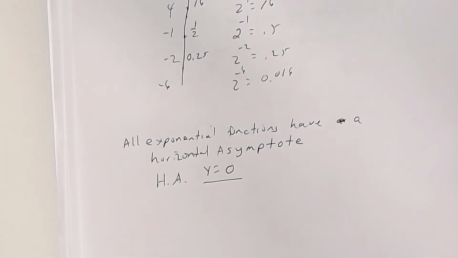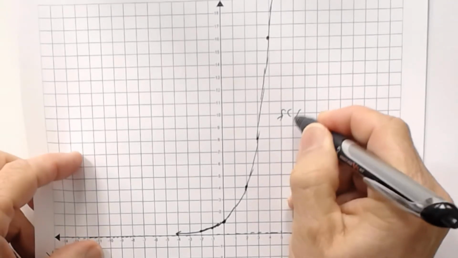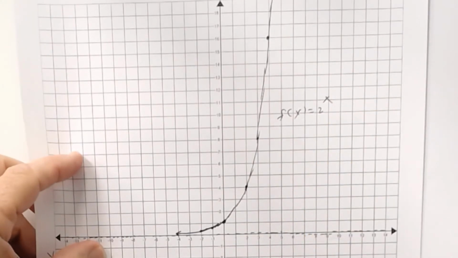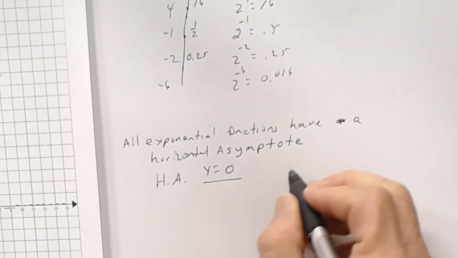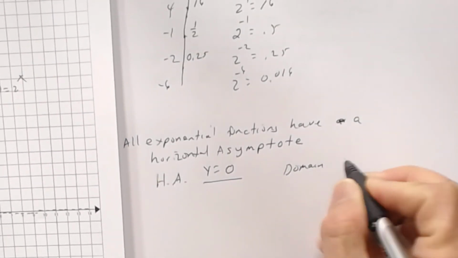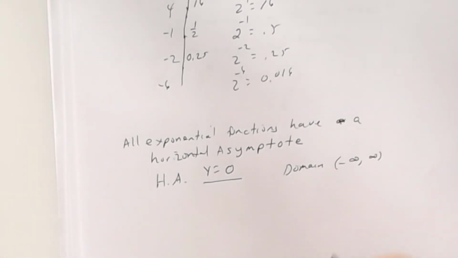And there's your graph. So you graphed f of x equals 2 to the x. And you also told me what the horizontal asymptote is. What was the horizontal asymptote? Y equals 0. You also told me what the domain is. Negative infinity to infinity. In fact, for all of those exponential functions, what's going to be the domain? Negative infinity to infinity.